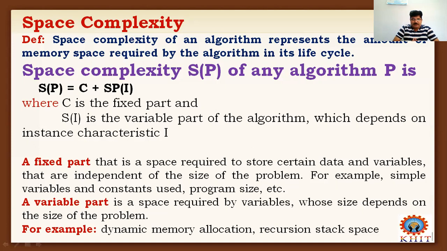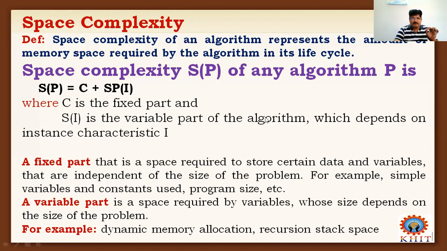There is a formula for calculating the space complexity of an algorithm. If you want to calculate the space complexity of the given algorithm, the formula is S(P) equal to C plus S_P, where C is considered as the fixed part and S_P is considered as the variable part. What the fixed part and the variable part of an algorithm are, we will discuss now.